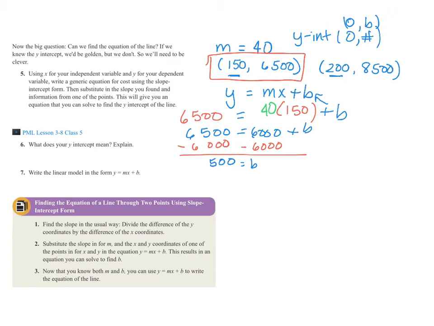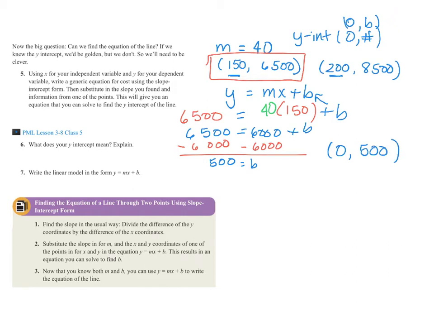Okay, so it says this will give you an equation that you could solve to find the y-intercept of the line. And then it says, what does your y-intercept mean? Oh, let's go ahead and write this as an ordered pair. My bad. The y-intercept is (0, 500). There we go.